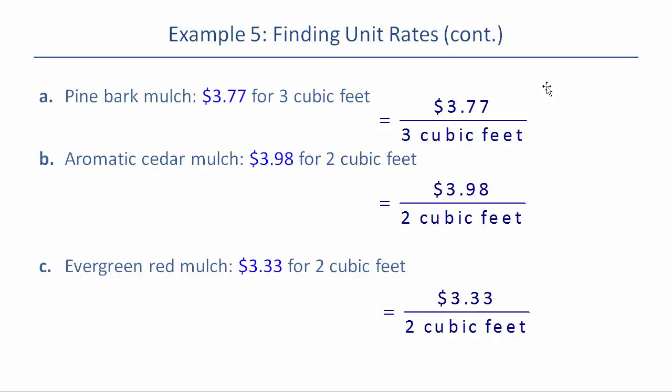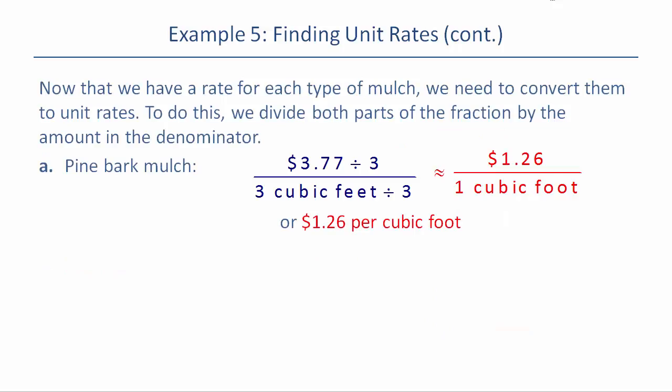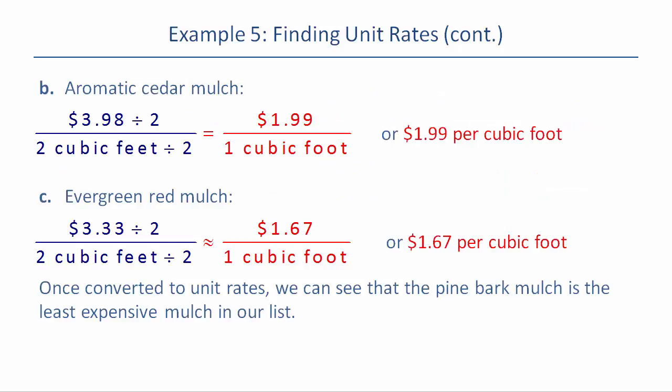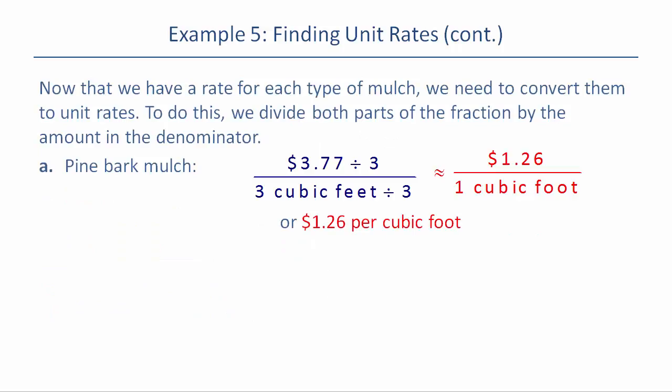Okay, so all we have to do is take these things and make them over 1, which basically just means we're dividing by the number of things, right? We're just going to take 3.77 divided by 3 to figure out how much it costs per 1 cubic foot. And same thing for 3.98 and 3.33. We divide each of them by 2 to figure out how much they cost per 1 cubic foot. And if you do the math, you figure out $1.26 for the first one, $1.99 and $1.67. So obviously the cheapest rate is the $1.26 for the pine bark mulch.